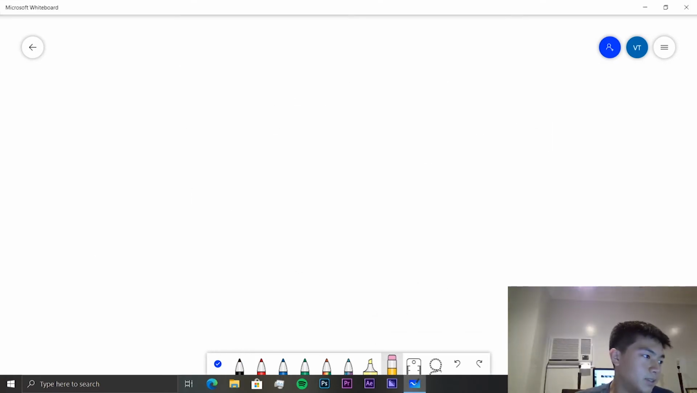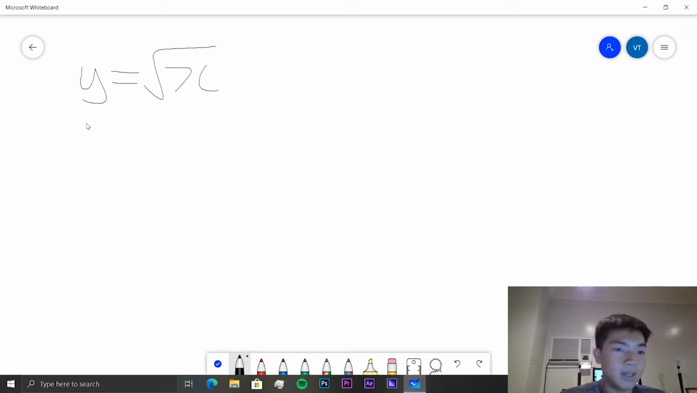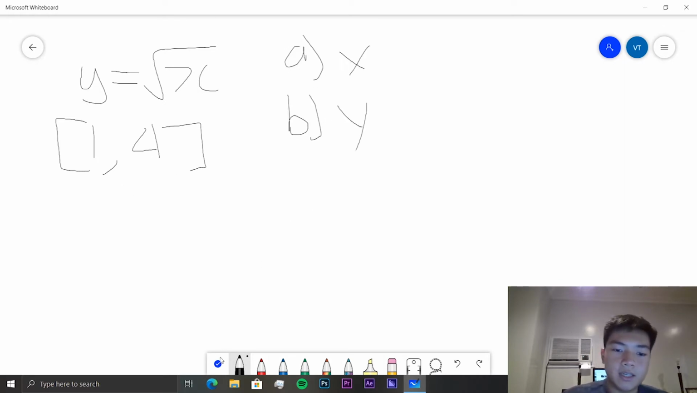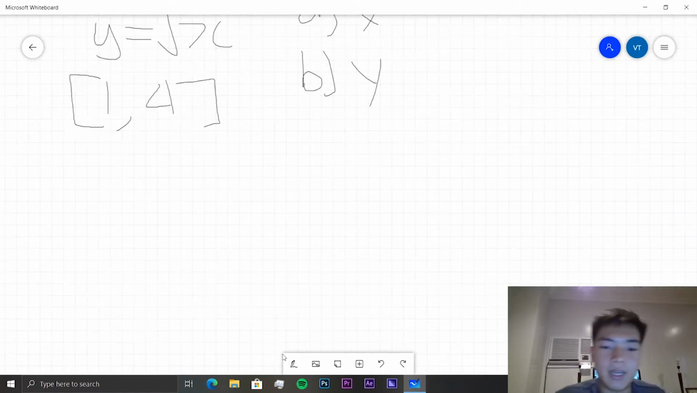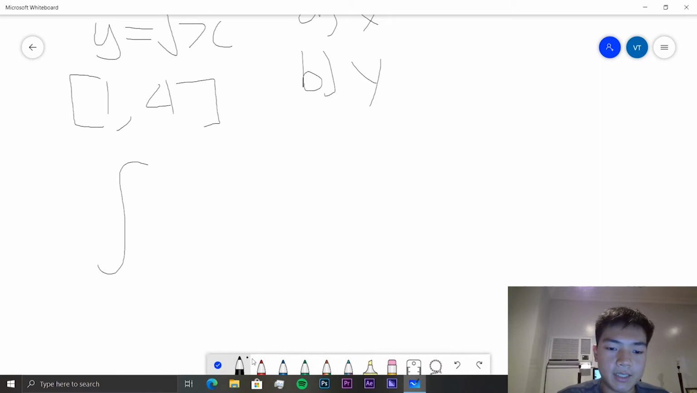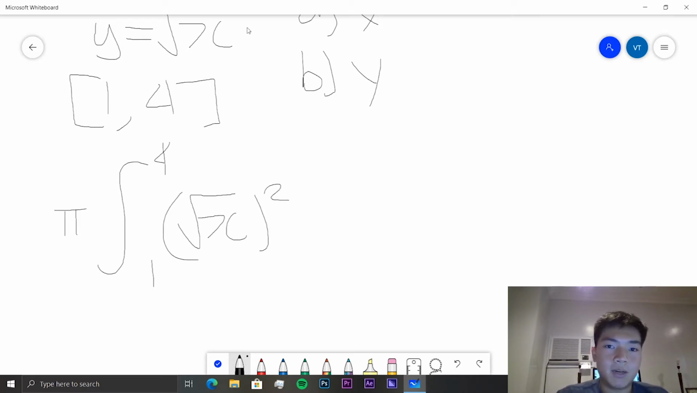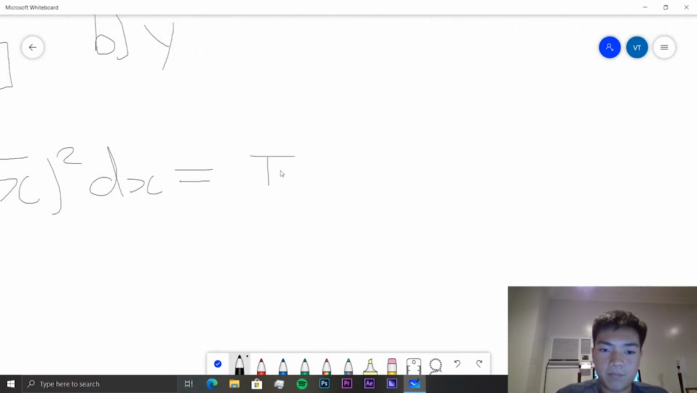I'll just do the odd ones. First, find the volume of the solid formed when the graph of the curve y equals the square root of x in the interval 1 to 4 is rotated 2 pi radians around first the x-axis and second the y-axis. To find the rotation around the x-axis, we set the limits 1 to 4 of pi times square root of x squared, since y equals square root of x, dx.